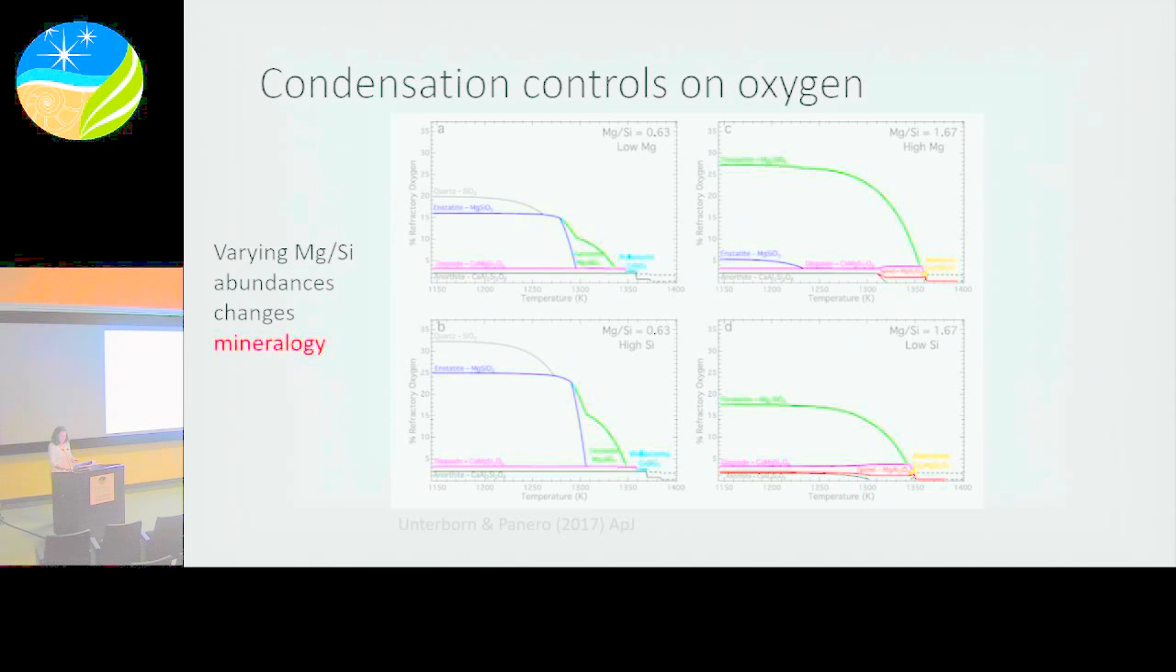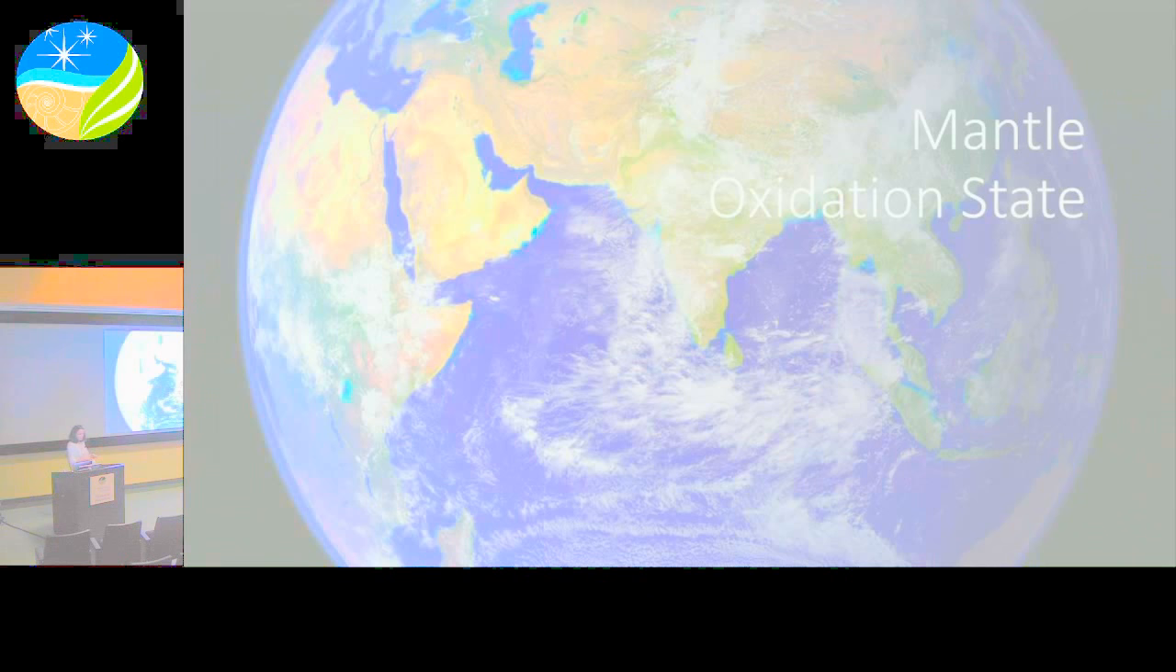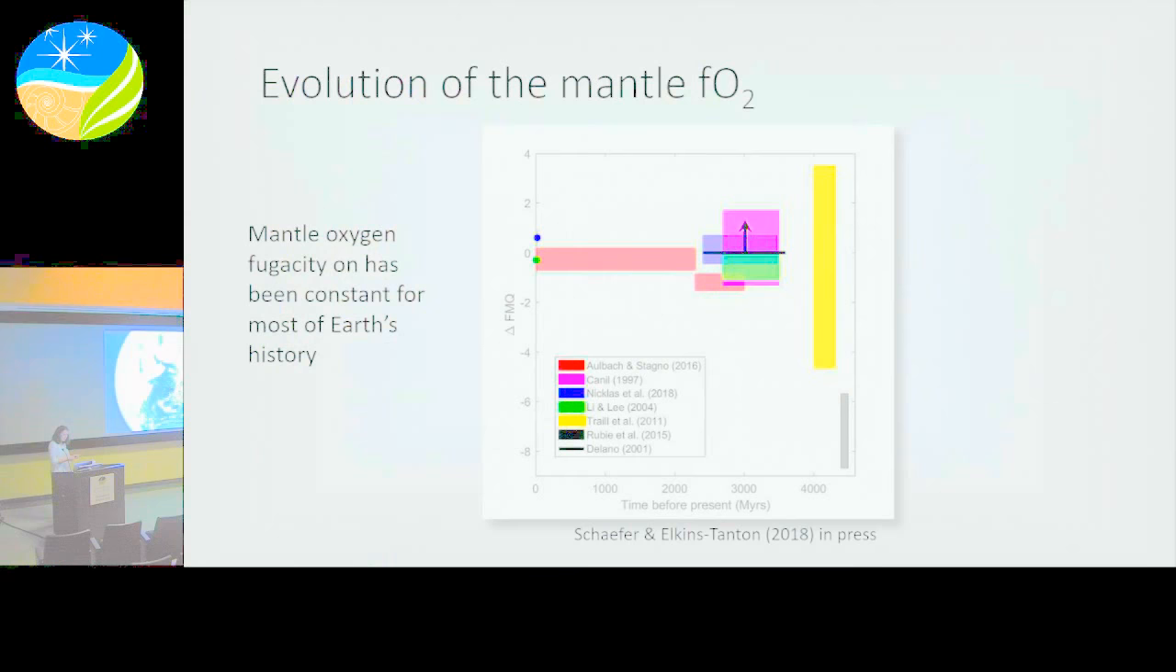So I'm going to switch gears a little bit now and talk not about the bulk oxidation state of the planet, but the mantle oxidation state and its influence on the atmospheric composition. I started thinking about this because there's sort of a mystery about the Earth's mantle oxidation state, where we have measurements of the oxidation state going back through geologic history that show that it's been relatively constant.